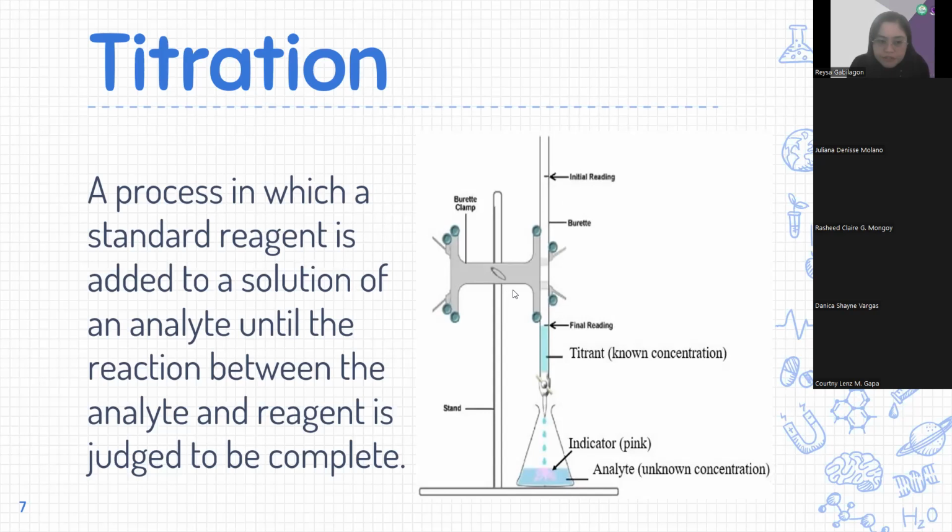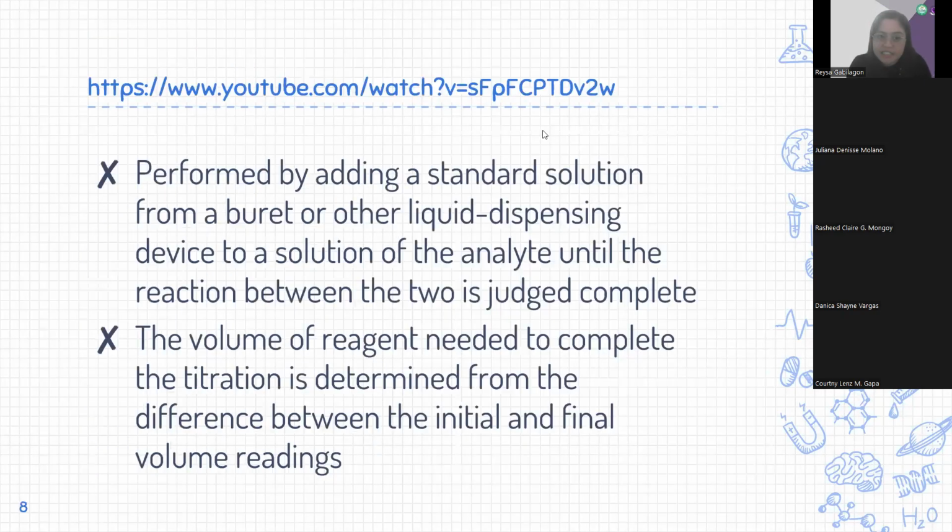Okay? And then for the volume of the titrant used in the reaction, ang ating formula lang dyan is final reading minus the initial reading.